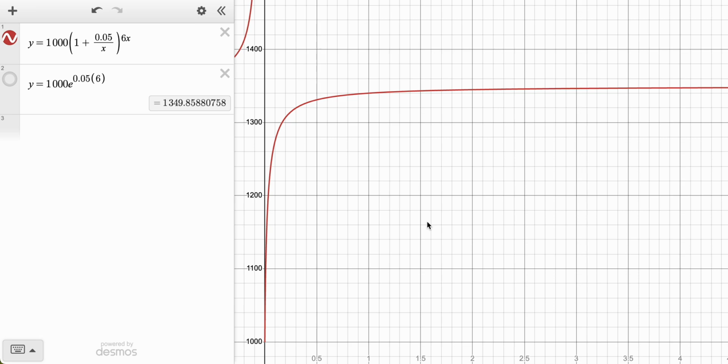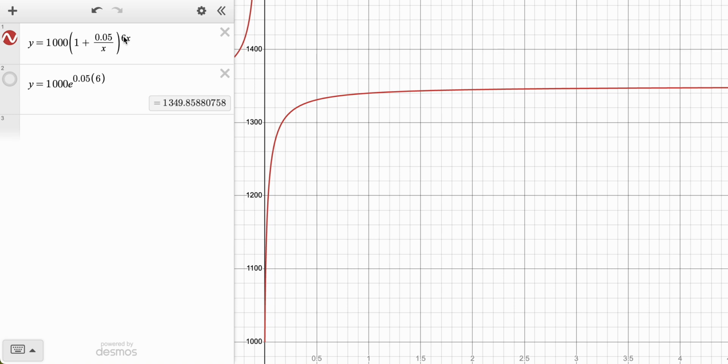An example comparing different compounding periods to the crown jewel of compounding periods, continuous compounding. What we have here in this first graph is our normal compounding interest formula with a variable in the place of the number of compounding periods. So we're going to assume a 5% interest rate, and for the sake of simplicity, an initial principal of $1,000, and then this 6 is going to represent the number of years.